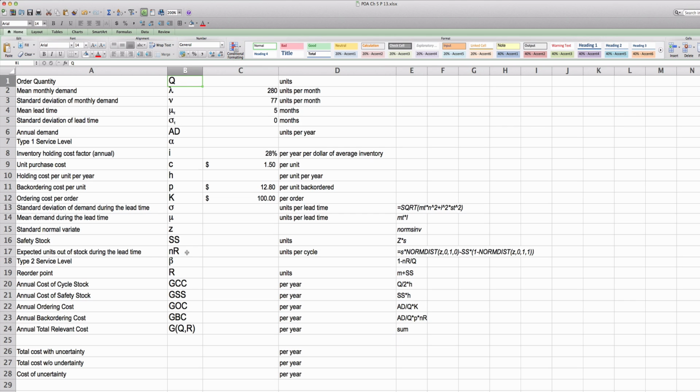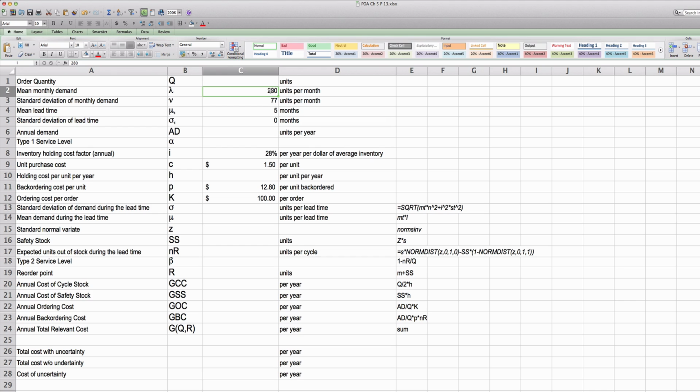reorder point R. Now I want to discuss this policy in the context of problem 13, taken from the POA textbook chapter 5. So in this problem, we're given data for an automotive filter, if I remember correctly. All that matters for us in terms of the analysis is we need demand and lead time information, which we have here. So lambda is 280 units per month.